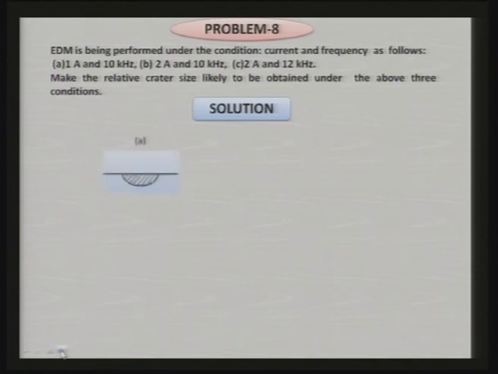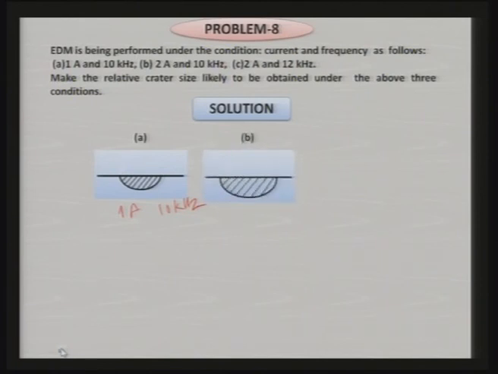So, you can see this is the crater that you are going to get at 1 ampere and 10 kilohertz. Now, in the second case the current increases, but frequency remains the same, it becomes 2 ampere and 10 kilohertz. Since the current has increased, you can see the size of the crater is also going to be larger.